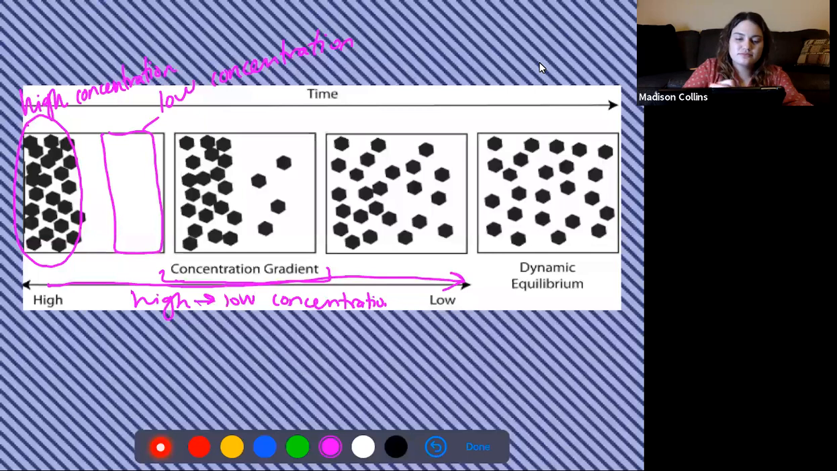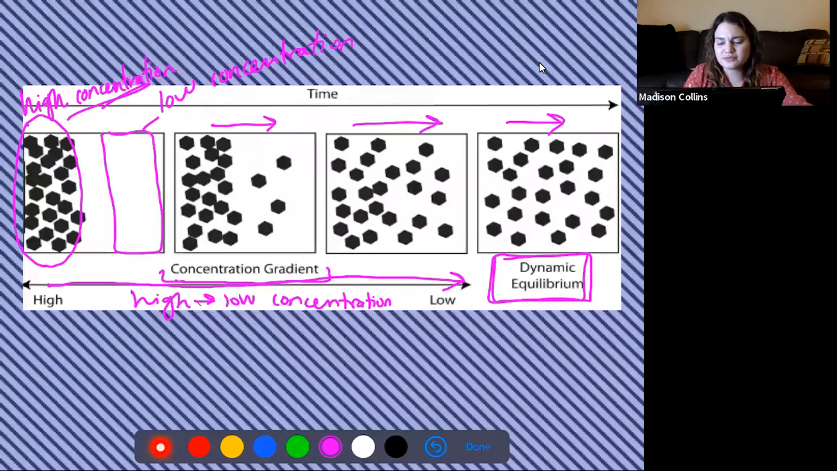So the molecules are gradually over time going to move to fill out these spaces until finally we reach this state called dynamic equilibrium. And the word equilibrium kind of sounds like the word equal. And that's because we're talking about equal amounts of molecules spread throughout. So where there once were more and less molecules over here, now there is an equal amount throughout the entire area. All right. Again, this is diffusion.